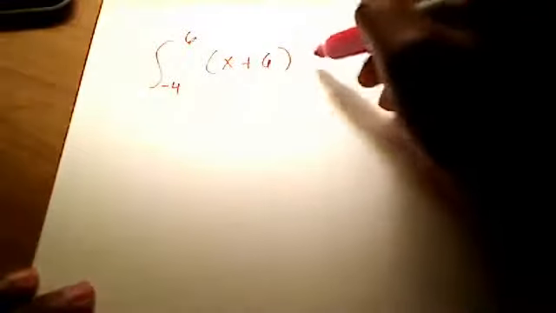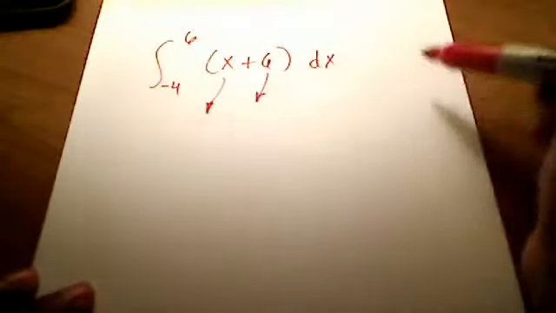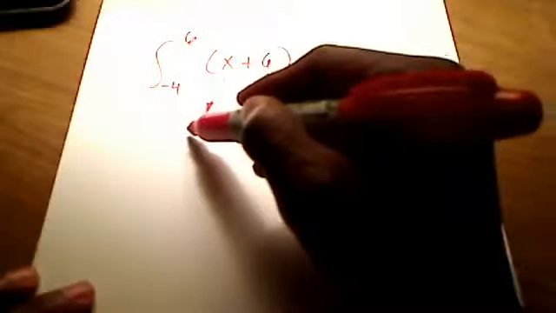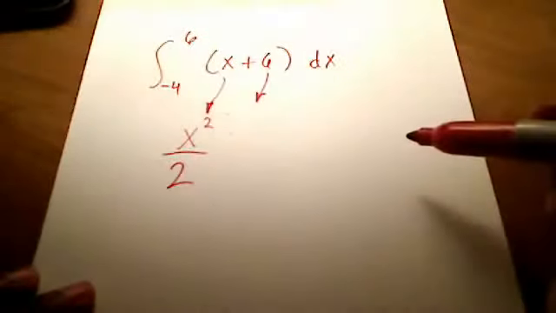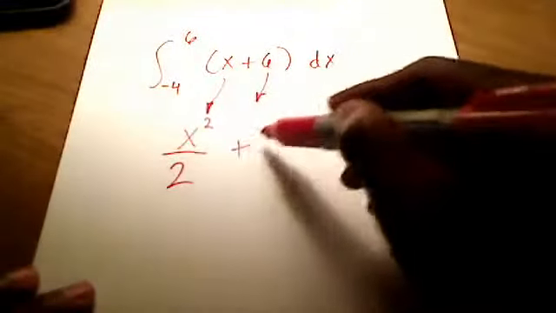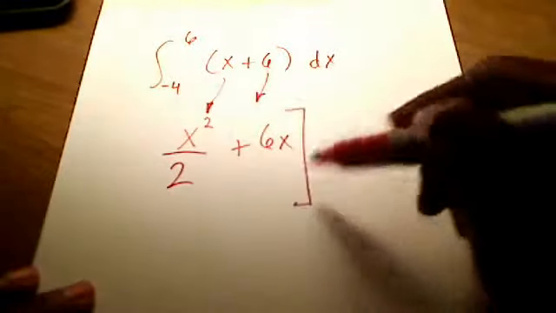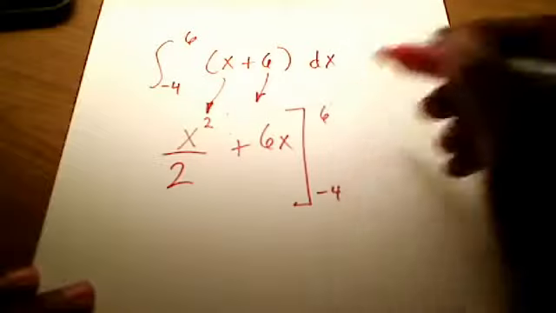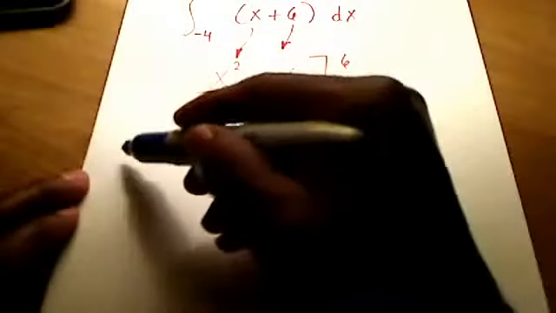The Fundamental Theorem of Calculus says, first give me the antiderivative of all the terms of this integrand, which I hope you see is simply x squared over 2 for the first one, and this one here is 6x. But we're going to evaluate this between -4 and 6. So the Fundamental Theorem of Calculus says you're going to have two quantities and you're going to take the difference of them.